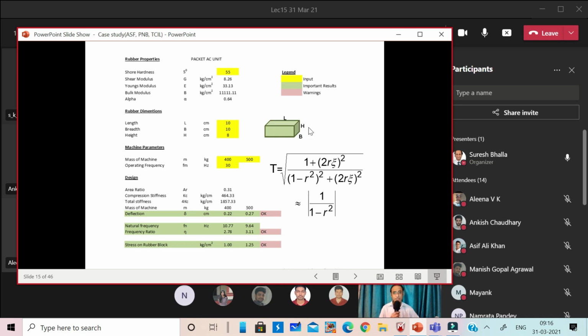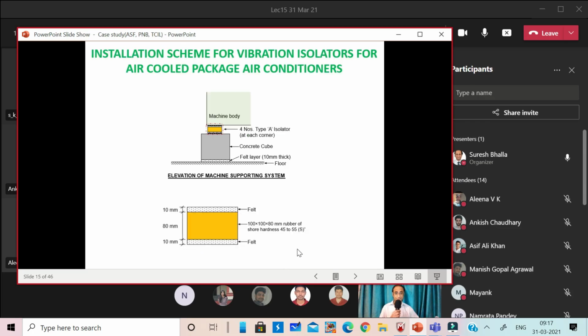So we adjusted the size of these blocks such that we are getting very low transmissibility. And how we do it, we increase the frequency ratio. For example, we found the frequency ratio from our design was coming out to be 3 point something. So it's definitely greater than √2. So it's fine. And for this particular frequency ratio, the transmissibility will be less than something like 12%.